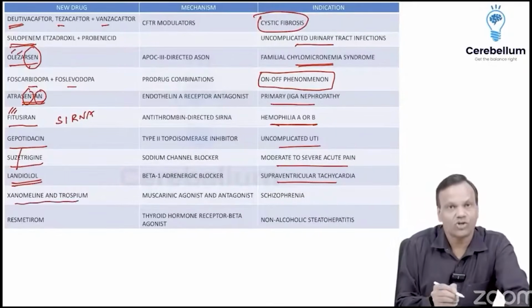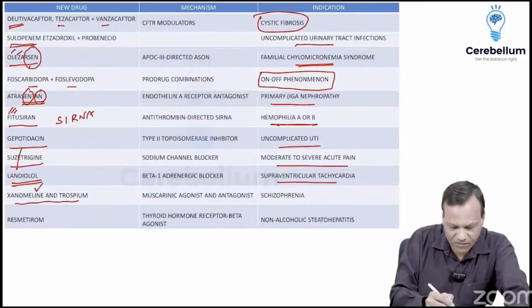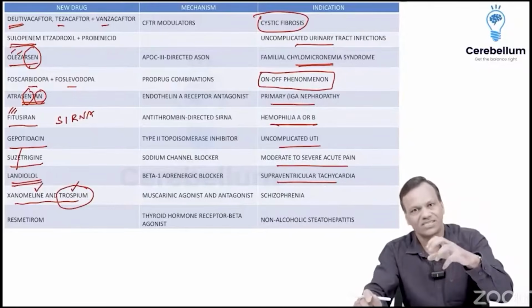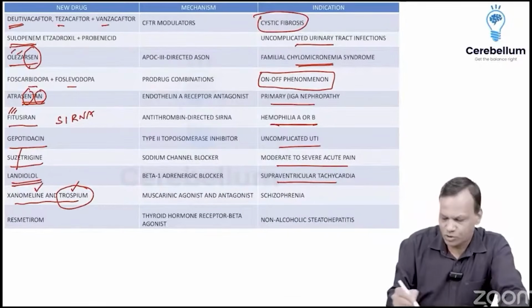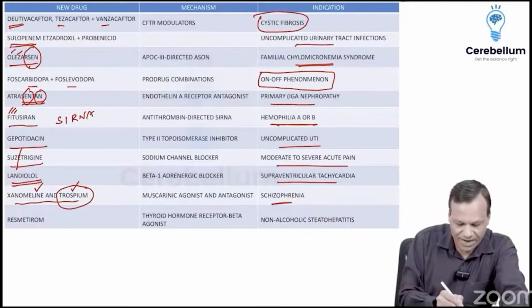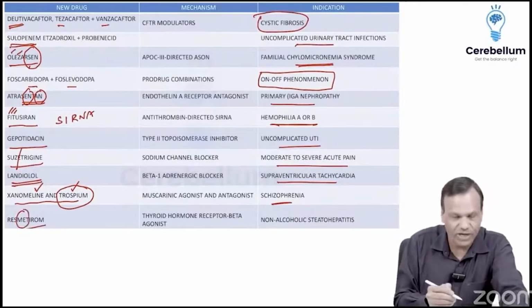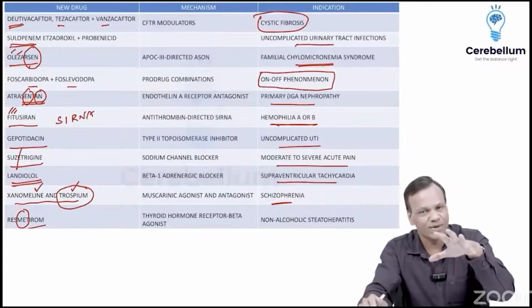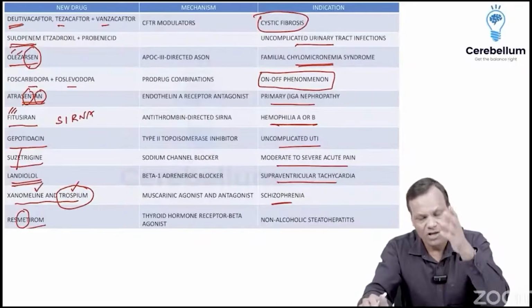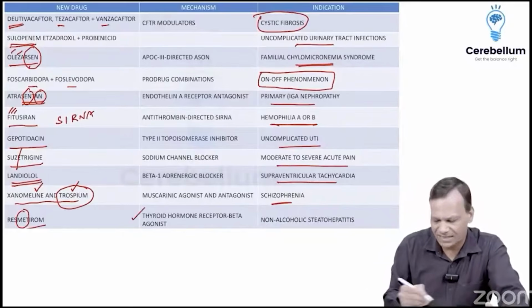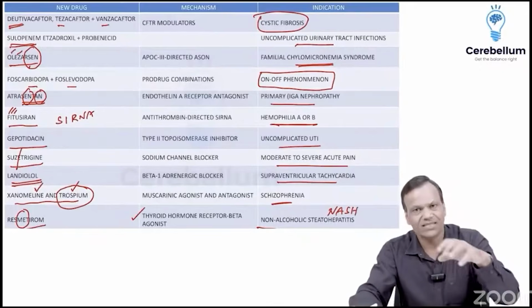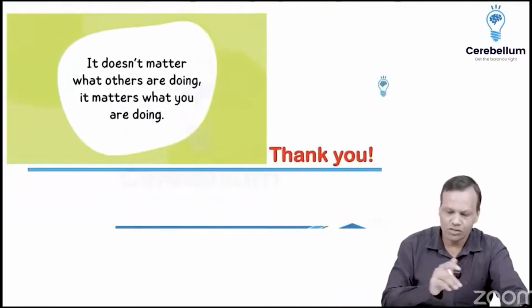Then xanomeline and trospium is a combination of a cholinergic with an anticholinergic drug. The anticholinergic drug does not cross the blood-brain barrier, so cholinergic action will be seen only in the brain. So it is used for schizophrenia. Resmetirom is a metabolic modulator. It is basically acting on the thyroid hormone receptor beta. Thyroid hormone receptor alpha is present in the heart and other places, but beta only in the liver. So it will affect the metabolism in the liver, and it is used for NASH, non-alcoholic steatohepatitis. Clear? So these are the important topics. Very quickly, I have told you. So all the very best for the exam.